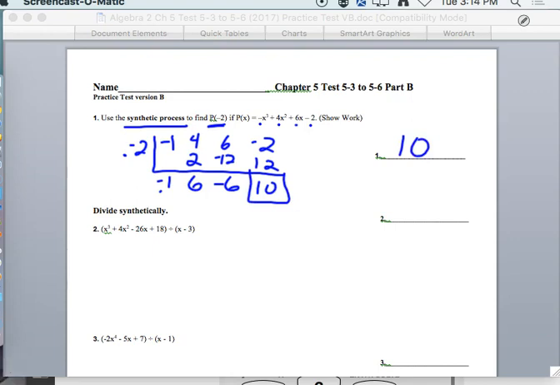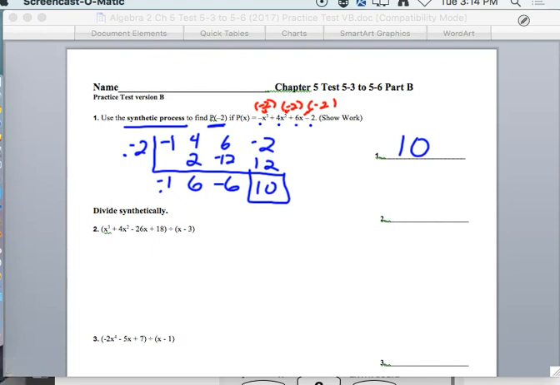And a good way to double check this is just go ahead and put -2 in parentheses in for each of these positions in the polynomial where there's an x, and actually do the math on your graphing calculator and make sure that you get 10. But again, that's just to check, because this said use the synthetic process, and that process is complete.